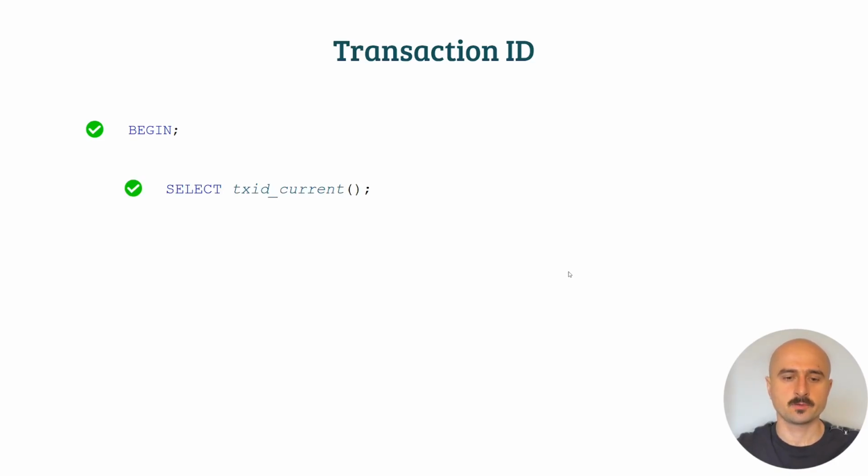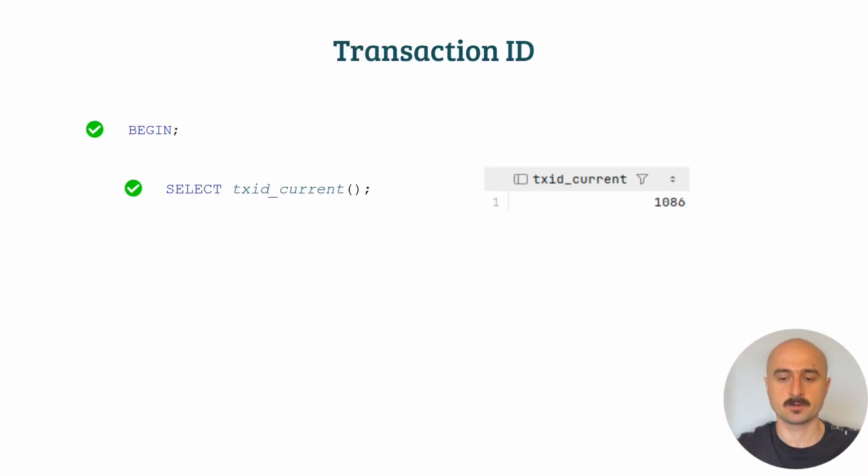Next, we're gonna select the value of a special function called txid_current. txid stands for transaction, and this function returns the currently running transaction ID. Transaction ID is an integer. It's a 32-bit unsigned integer. And PostgreSQL guarantees that this ID is unique among all the concurrently running transactions. So let's say you have 5 transactions running, then PostgreSQL guarantees that all of them are gonna have a unique ID.